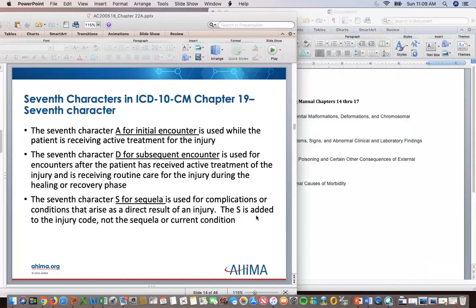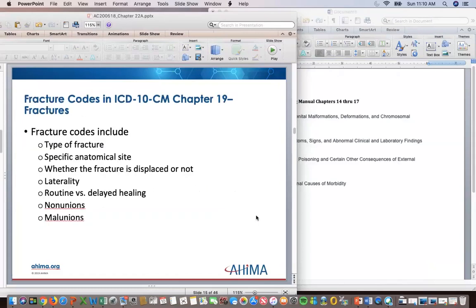Here's an in-depth listing of the 7th character. A for initial encounter, D for subsequent. They tell you exactly, D is used for encounters after the patient has received active treatment of the injury and is receiving routine care for the injury during the healing or recovery phase. Your 7th character, the S for sequela, is used for complications or conditions that arise as a direct result of an injury. S is added to the injury code, not the sequela or current condition.